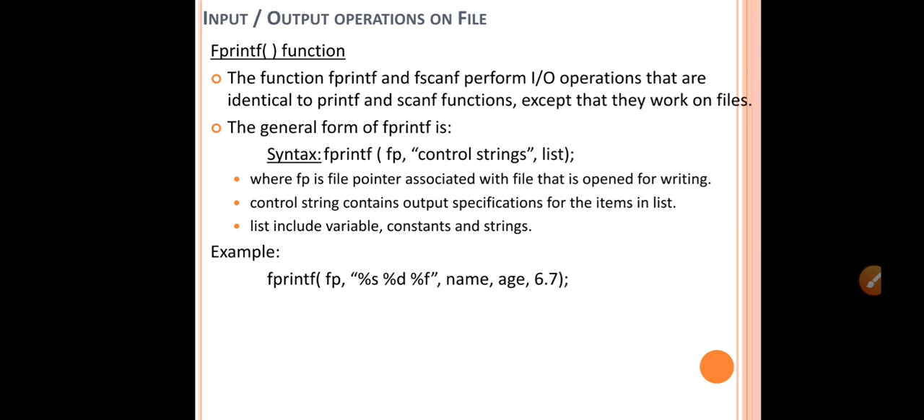The control string contains output specification for the items in the list. The control string is nothing but the output specification for items, so the variables we are going to print or fetch the data from the file. The list includes variables, constants and strings. fprintf fp comma %s %d. So let's see the example now. fprintf fp comma %s %d and %f. So the variables are name, age, 6, 6.7. So these are the list of variables.